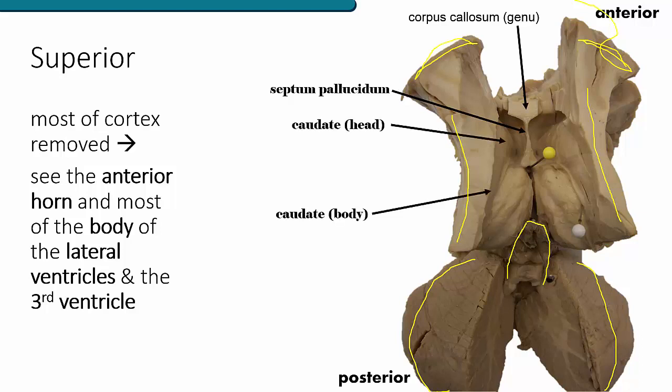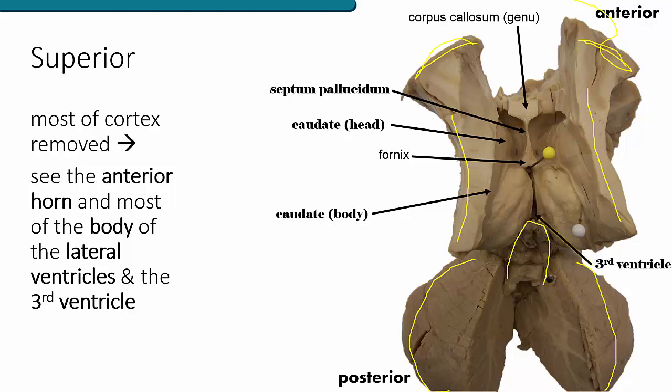We can see the caudate, and before in the horizontal sections I kept talking to you about the head of the caudate, but here we can see the body of the caudate as well. Both the head and the body are going to make up the lateral wall of the lateral ventricles. The tail actually wraps around towards the temporal horn of the lateral ventricle. And most inferiorly on the septum pellucidum, we can see the fornix, again that white matter tract that's going from the hippocampus to other regions of the limbic system.